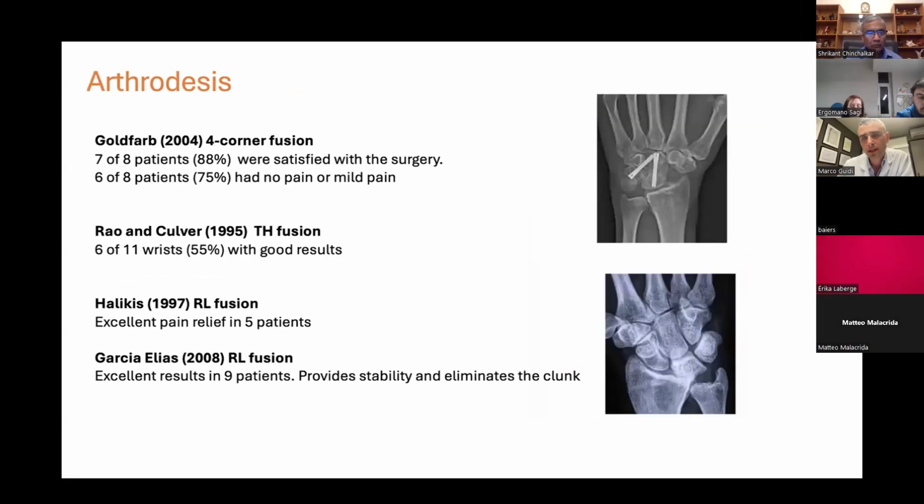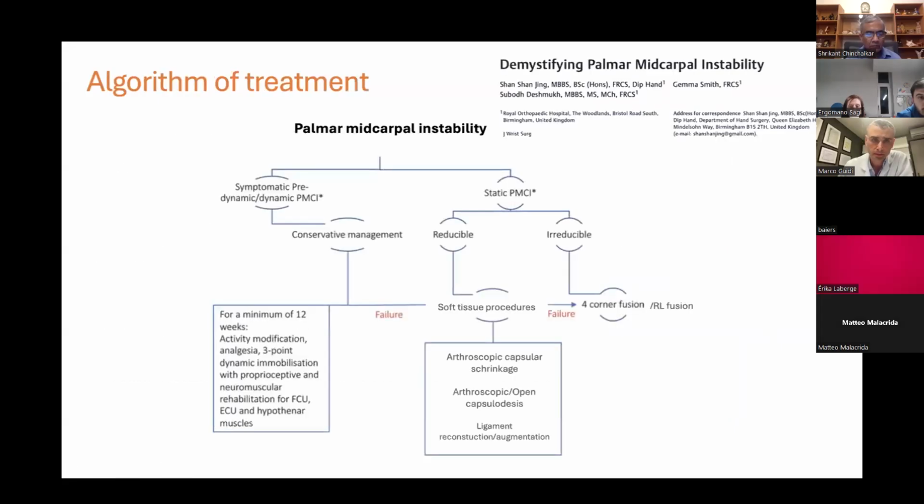And then what is more reported in the last years is the arthrodesis. So the partial fusions. The four-corner fusion has been reported to have good results, especially for pain. The triquetrohamate fusion as well with good results. And recently, in the last 15 years, Marc Garcia Elias proposed the radiolunate fusion, if you see here, with good results, and it eliminates the clunk.